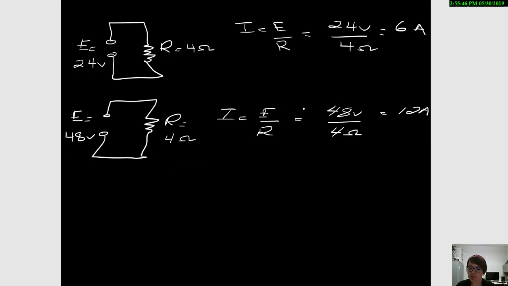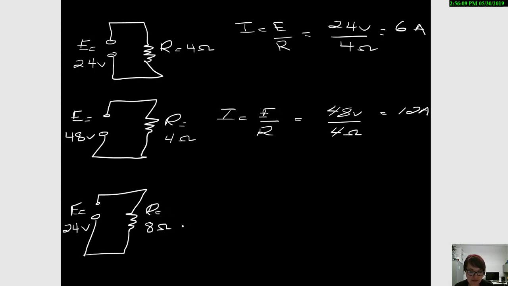Now I want to prove the indirect proportion is true as well. So I'm going to go back to my 24 volt supply and then change my resistance and see what happens to my current. So E, or source voltage, is 24 volts, and now my resistance is going to double. I am going to increase it by 4. So my resistance in the circuit now is 8 ohms.